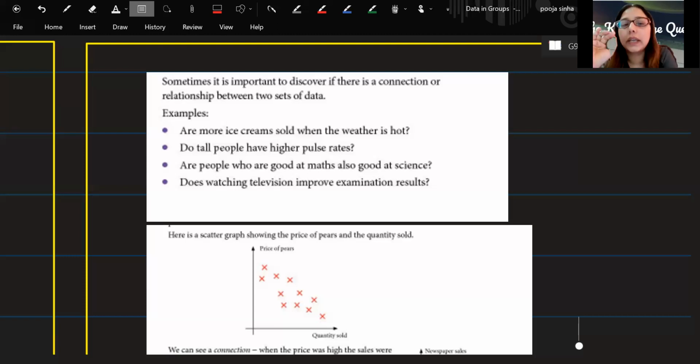Okay, so here I can see that on the first one you clearly said that there is some correlation. There is some relationship between ice cream sales and how hot the weather is. But the rest of the three things, not really, not sure, correct? And the last one, definitely not. Examination results are improved only when you practice. So you have to spend time on your books, not on the television. So here, the more you watch, the lesser the examination scores will be. Am I right?